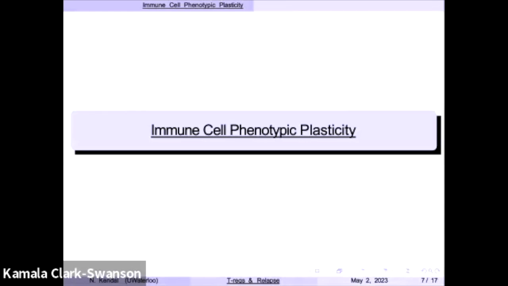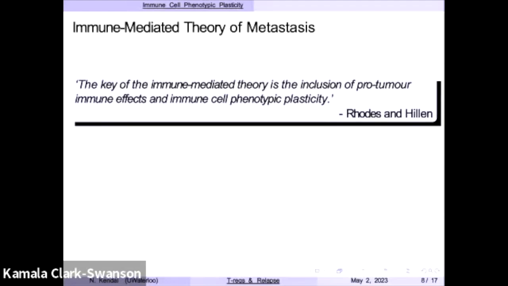All right, so throughout the conference, we've been hearing a lot about phenotypic plasticity or changing of the tumors. But we haven't talked a lot about the immune cells changing, and it turns out they can. To give an example of when this has been applied to a model really successfully, I get to plug my old supervisor, Thomas Hillen, and one of his students, Adam Rhodes. They talk about this immune-mediated theory of metastasis, and they argue that the key to it is the inclusion of what they call pro-tumor immune effects. This is when, instead of the immune system doing its job and killing the cancer cells, for whatever reason, it gets corrupted and helps the cancer cells.